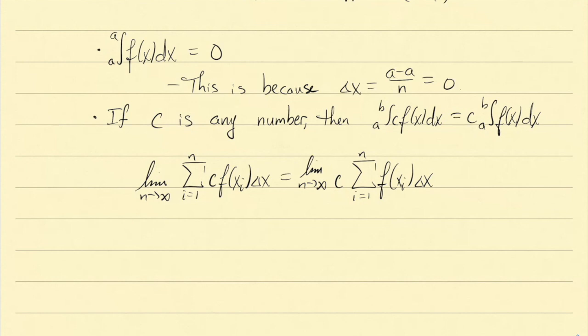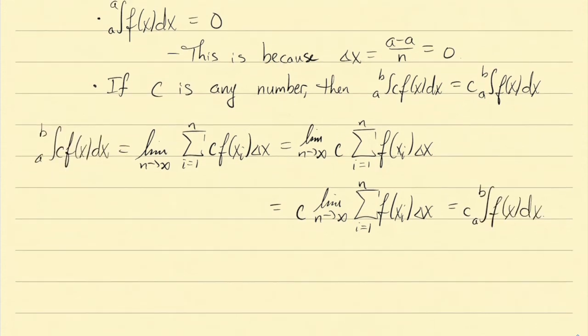Since we have one function that has a limit as n goes to infinity, namely because it's a constant, and a second function that also has a limit because our function is integrable, that tells us that we can split this as the product of the two limits. So we recognize that the first term here is the integral of c times f of x from a to b, while this last term here is c multiplied by the integral of f of x from a to b.